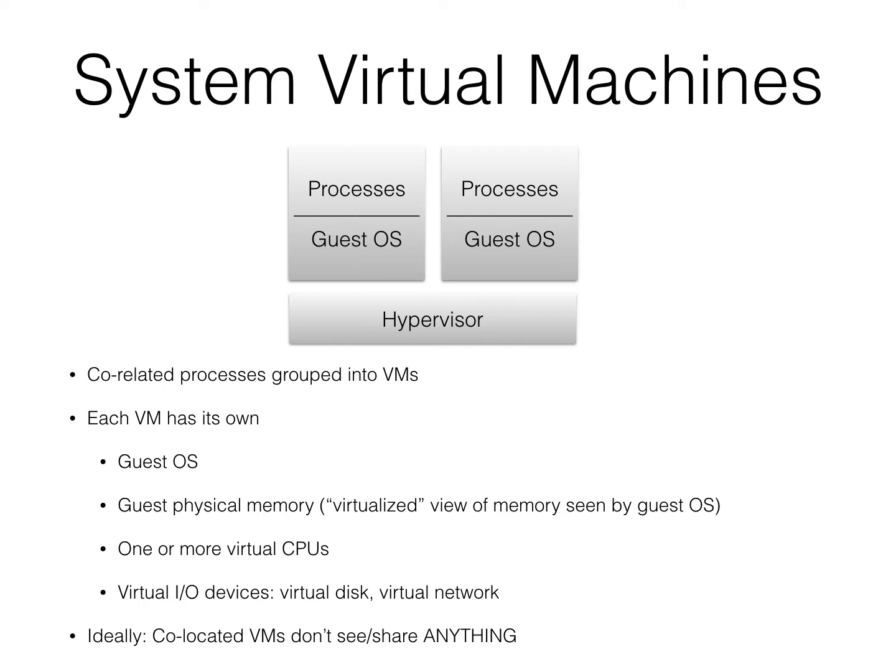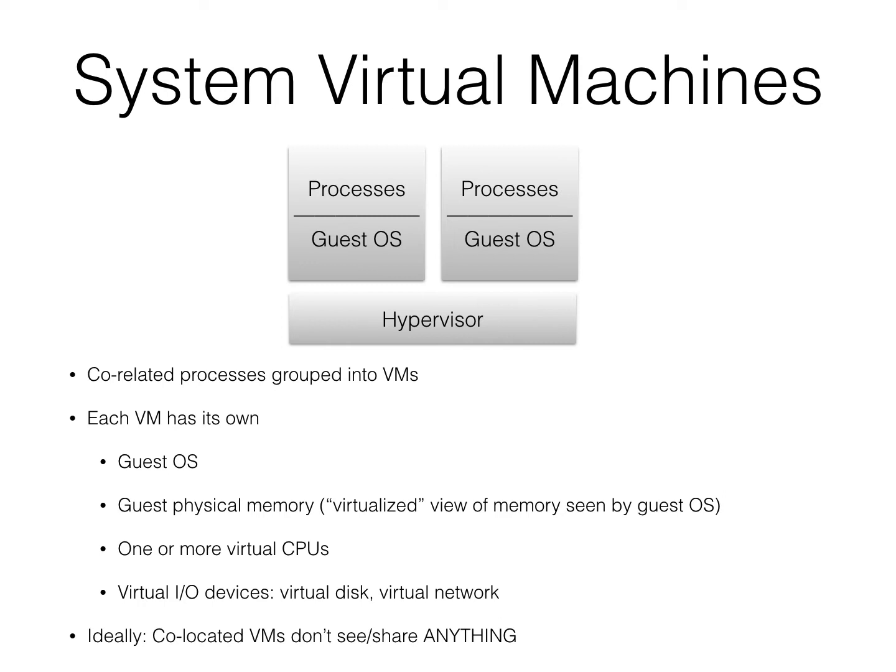And VMs are managed by a hypervisor layer, whose primary goal is to maintain this isolation, right? Again, just like with processes, each system VM gets its own guest physical memory, or a virtualized view of the physical memory seen by the guest OS, and it gets one or more virtual CPUs that look like real CPUs to the guest OS. And then it may also get virtual I/O devices like a virtual disk, virtual network, and so on. So the level of abstraction exposed to a system virtual machine is closer to the machine. It is ISA virtualization, right?